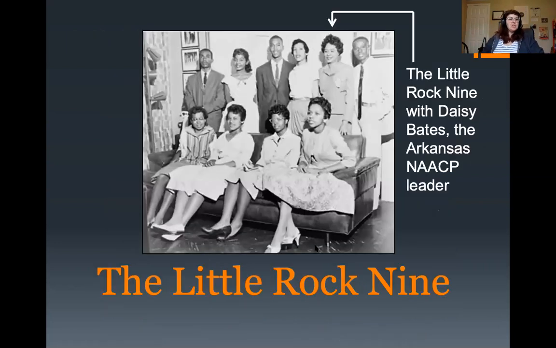Okay, so the first high school students to try and integrate a white high school were these people who were called the Little Rock Nine. And they, again, like the Brown family, like Homer Plessy, like Rosa Parks, were supported by the NAACP. So you can see these are the 9 teenagers who were attempting to integrate a white high school in Arkansas, and they're with Daisy Bates, the Arkansas NAACP leader.